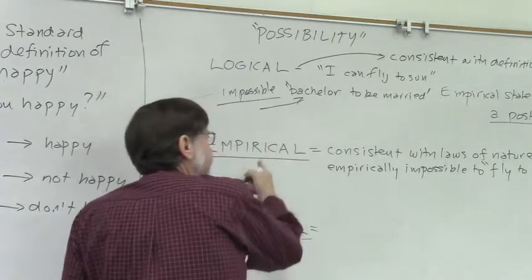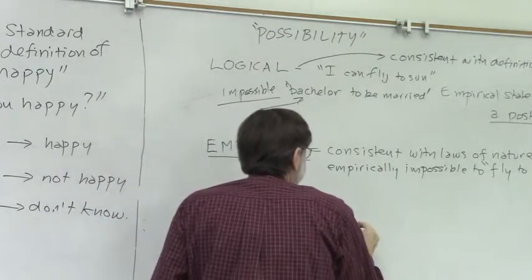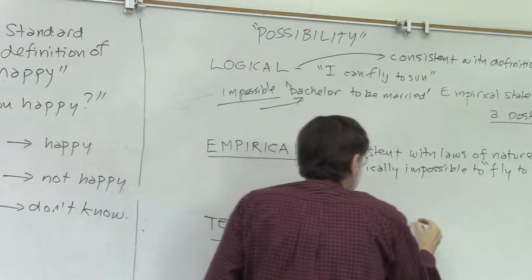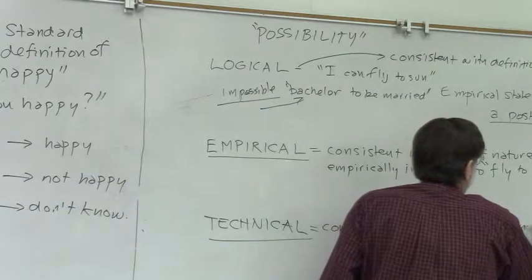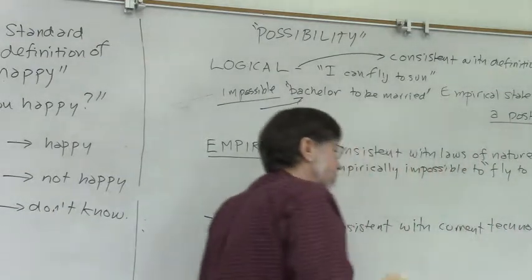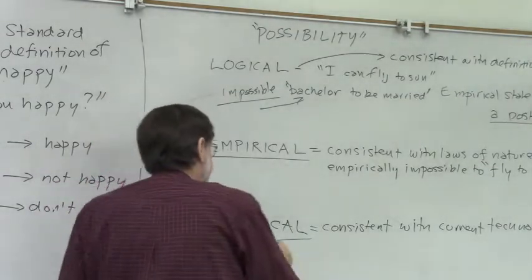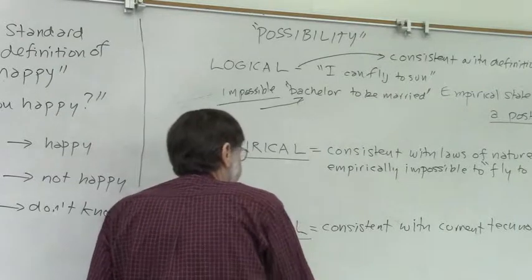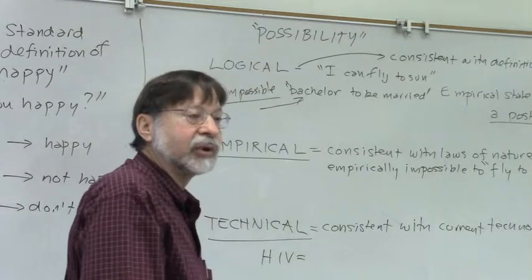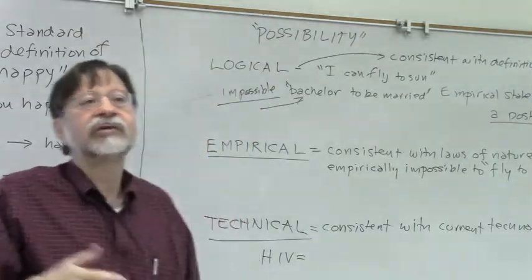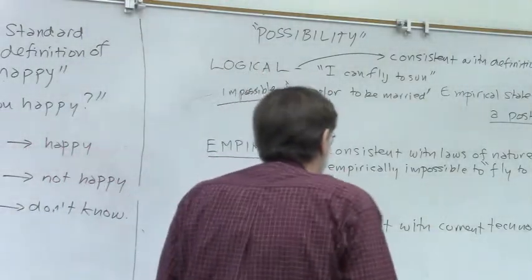Technically possible. Let me define that, and we'll come back and talk more about what's technically possible. It means it's consistent with current technology. It's not technically possible to cure HIV. What is HIV? For those that don't know, that's the human immunodeficiency virus. That's the virus that causes AIDS. So if you acquire this virus and it gets going in your body long enough, eventually it'll produce a condition called the acquired immune deficiency syndrome.